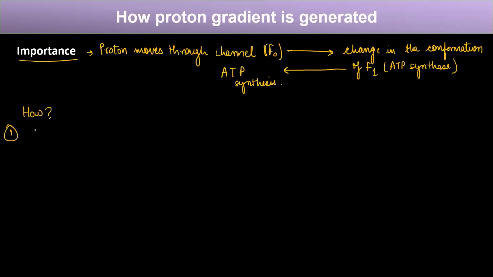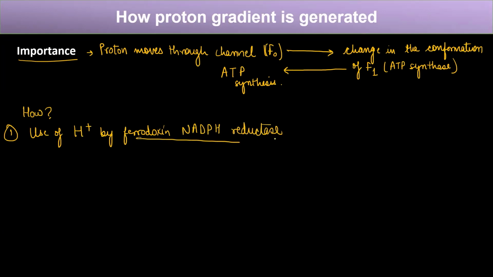So let's write. The first one is the use of protons, or hydrogen ions, by FNR. We know what FNR is: ferredoxin NADP reductase, the enzyme that converts NADP to NADPH. So, use of hydrogen ions by the reductase to generate NADPH. This happens in the stroma, so the hydrogen ions there get consumed, which leads to a decrease in the concentration of protons in the stroma.